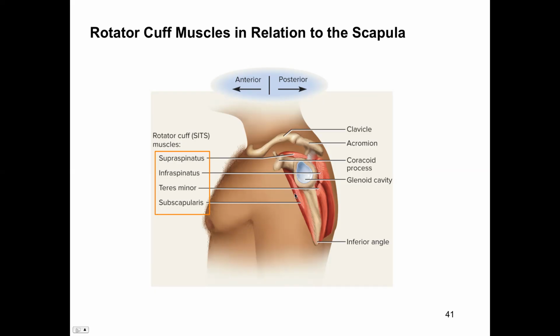Notice that it's on the inner side of the scapula, all right? The subscapularis is on the inside of the body, all right? So here's your skin, here's the other ones, and here's the bone, and here's the subscapularis, all right? So it's more anterior if you look at it that way. Okay, and that's your rotator cuff.